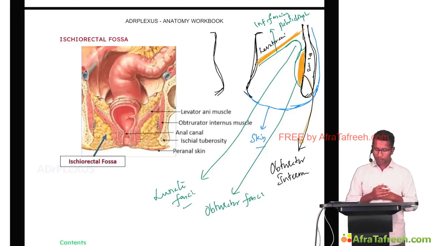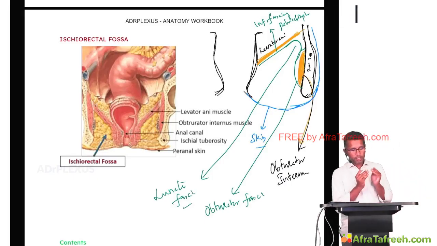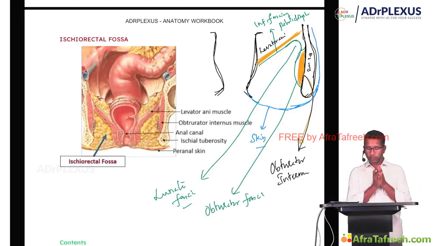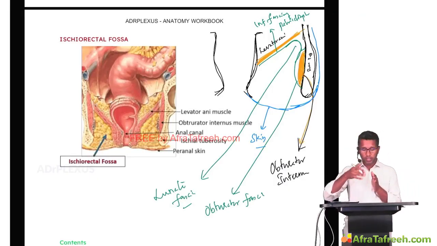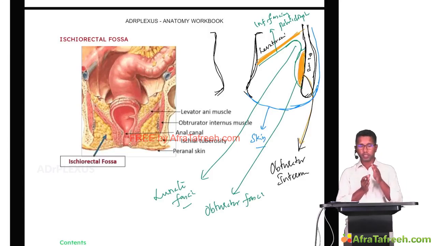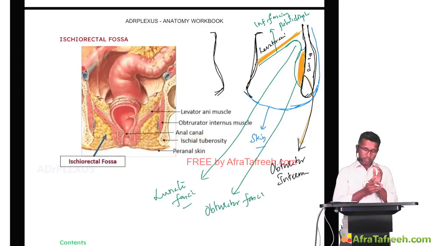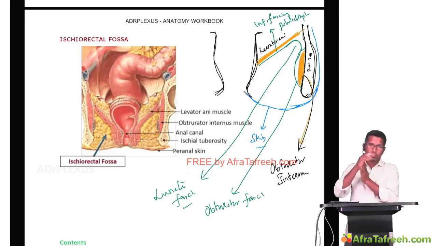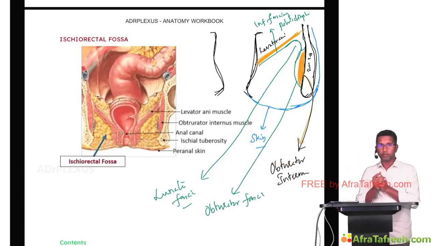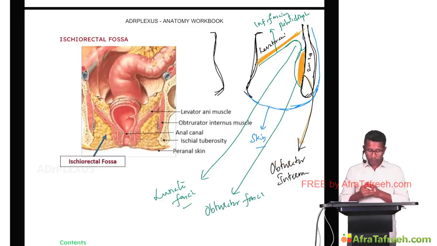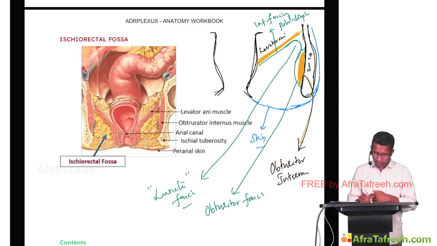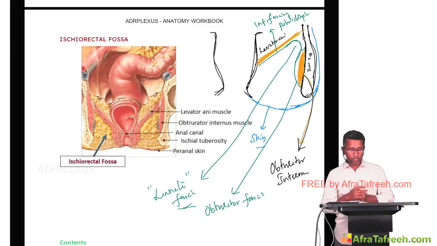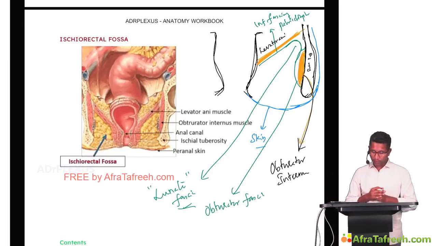I'll just repeat once again. Below the levator ani you get a fascia which is called the inferior fascia of the pelvic diaphragm. On the sides you have the obturator internus muscle. This muscle is covered by a fascia called the obturator fascia, which makes a connection with the inferior fascia of the pelvic diaphragm. So it forms a lunar shaped structure. That is why it is called the lunate fascia.